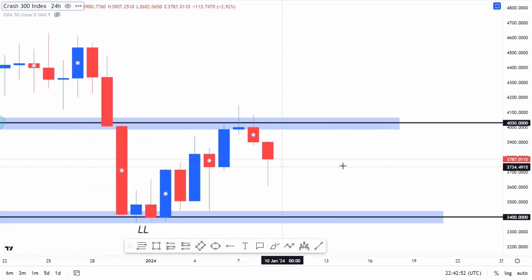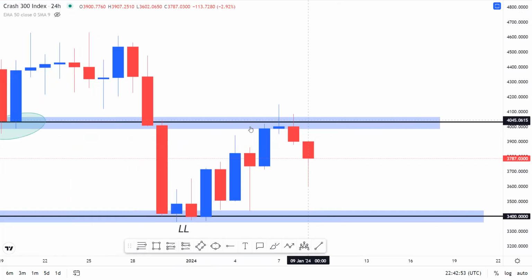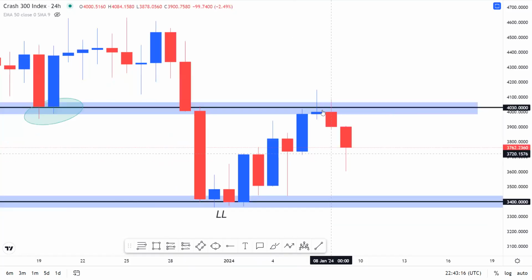Now, guys, as soon as I saw this nice daily rejection from my area of interest, this was enough confirmation for me that the sellers were ready to start moving price to the downside. I would tend to start seeing the continuation movement, that next impulsive movement all the way to the downside.